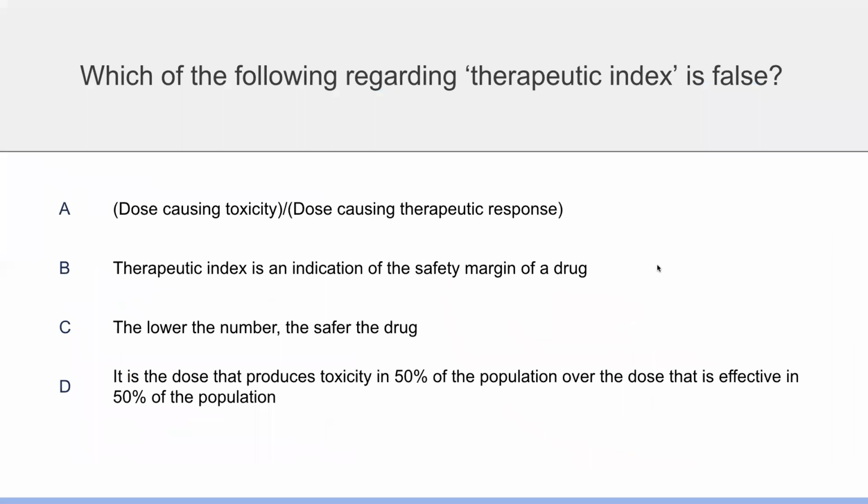Next question. So which of these regarding the therapeutic index is false?